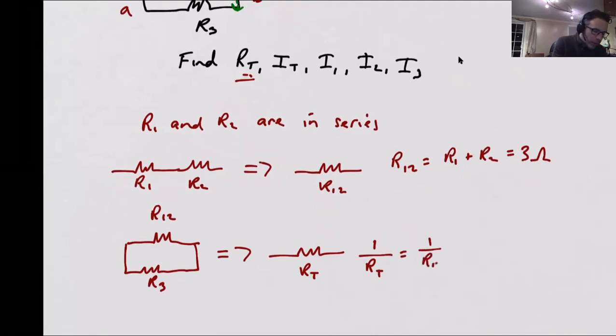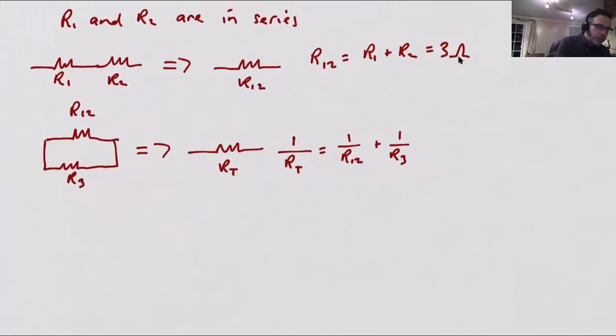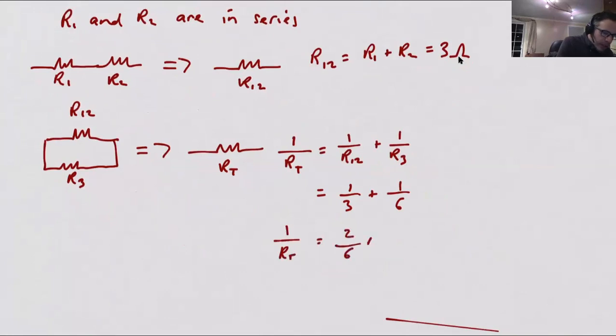1 over the first one plus 1 over the second one, which we need to be a little bit careful now with our algebra, right? This is a 1 over 3 plus a 1 over 6, and I'm leaving off the units for simplicity. 1 over 3 plus 1 over 6 means we have to get a common denominator, multiply the 1 over 3 by 2 over 2, and what we get is that 1 over RT is going to be 2/6 plus 1/6, which is also known as 3/6 or 1/2.